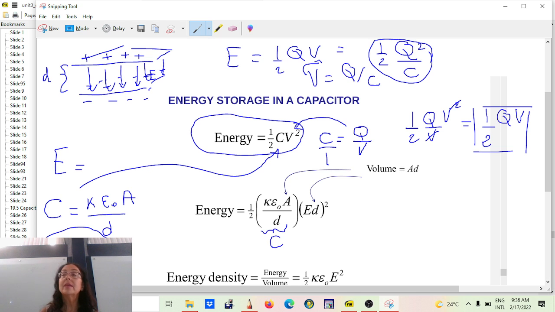The energy that you are storing has to come from somewhere. So something is doing work against the electric field to store the energy into the capacitor. Okay, and you are increasing the voltage. So nothing new here. So you plug that V equals ED into here, right? And you get that equation there.